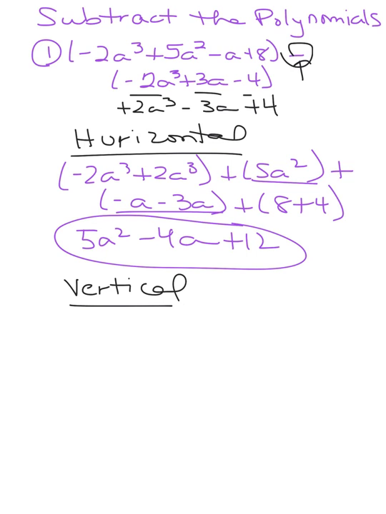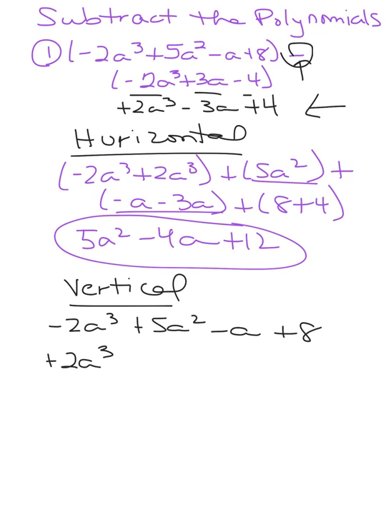I'll do the same problem using the vertical method. So again, this time I'll rewrite my first polynomial. So I have negative 2a to the 3rd plus 5a to the 2nd minus a plus 8. Now remember, I've already distributed that negative sign, so I'm just going to rewrite once I've done that and line things up in columns. So that gives me 2a to the third. That's a positive if you want to write that, if that helps. Now minus 3a, remember that has to go under the other a to the first. And my constant there, 4.